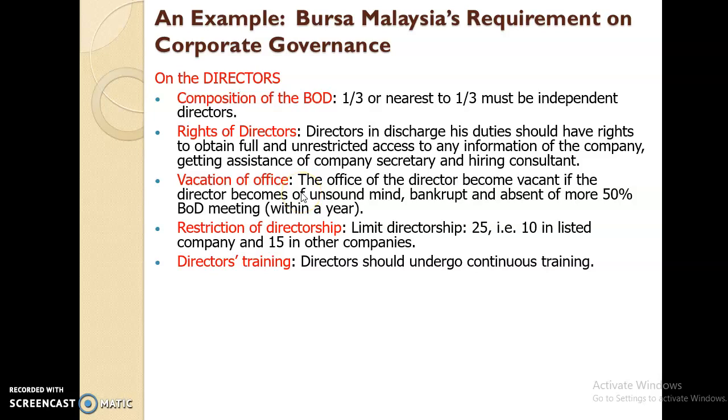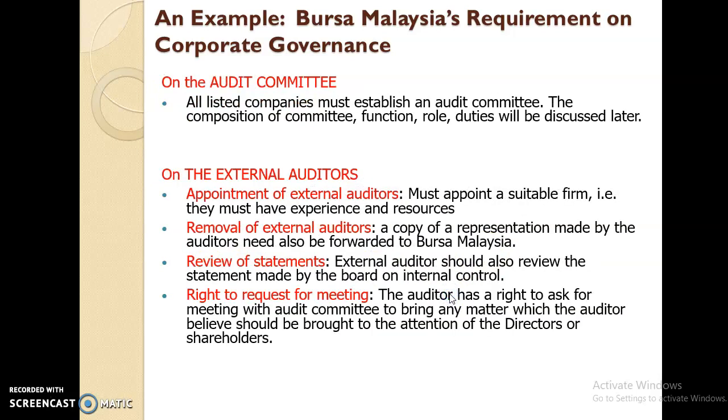Okay, vacation of office. The office of the director becomes vacant if the director becomes of unsound mind, bankrupt, or absent from more than 50% of director meetings. So in one year, at least 50% attendance is required. Restriction of directorship: limited to 25, or 10 in listed companies and 15 in other companies. Just now I mentioned directors' training. Okay, the audit committee, I have mentioned just now.